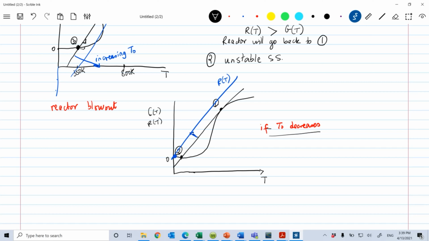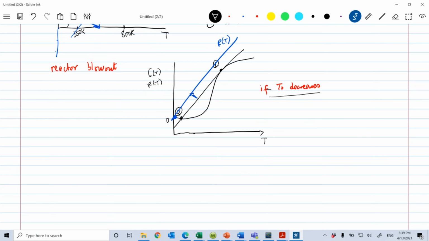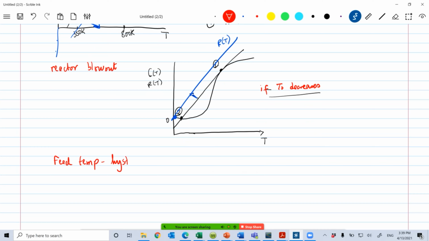But there is a third phenomenon called feed temperature hysteresis. So you have the third phenomenon called feed temp hysteresis, and that introduces the terms of ignition or extinction of your reaction. Let's see, give me a second here.